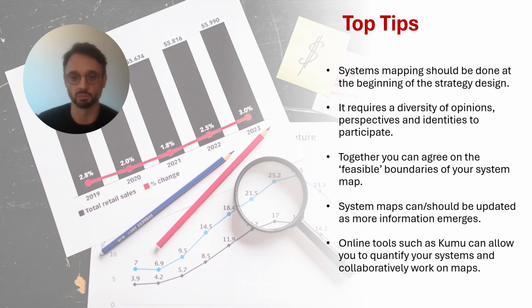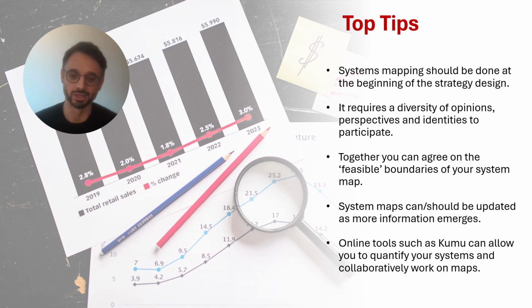This is because different people can see different parts of the system and have different perspectives on it, all of which are going to be valuable to you going forward. Together, you also need to agree the feasible boundaries of your system. Ideally, appreciation of complexity should make us think that most things are connected to other things. But for the purpose of systems mapping, we need to draw boundaries, whether they be at the borders of a state or a population group or some kind of region. It's up to you, but you will need to do that to make your systems maps coherent.